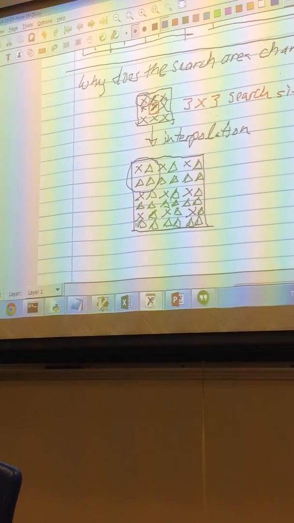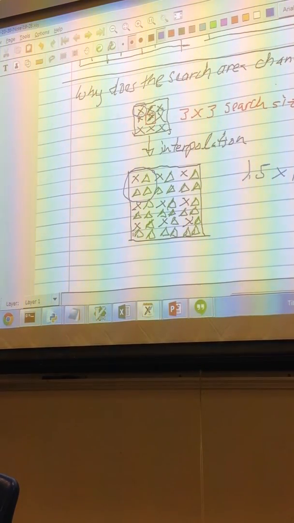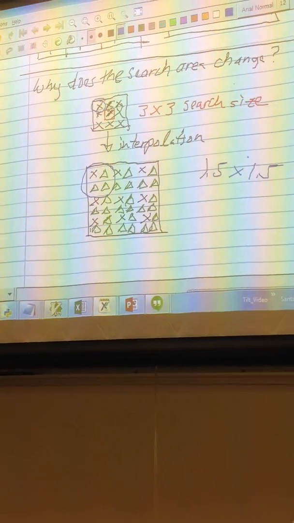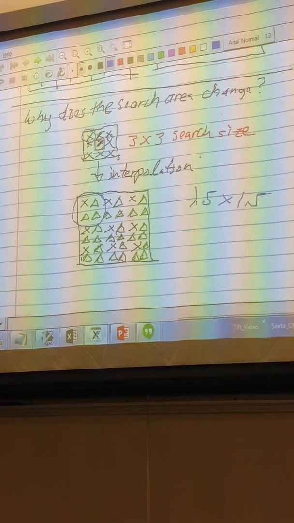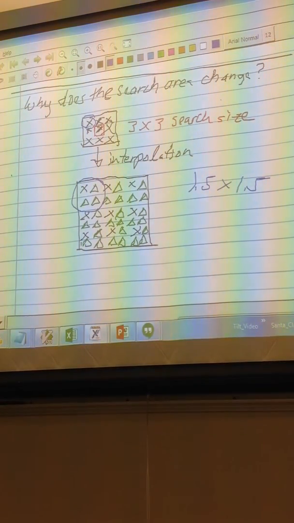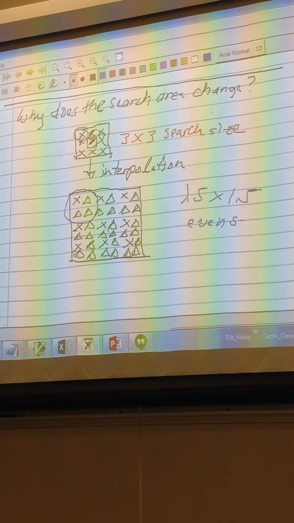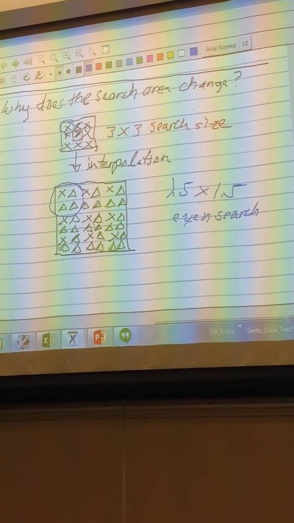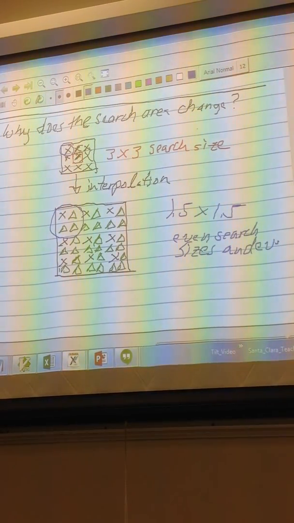Generally you would want the search size to be an even number, otherwise it's kind of weird. It would be like 1.5 by 1.5. That's weird. So you would try to start with 4x4 and then make it 2x2. It's definitely to your benefit to use even search sizes and even block sizes.